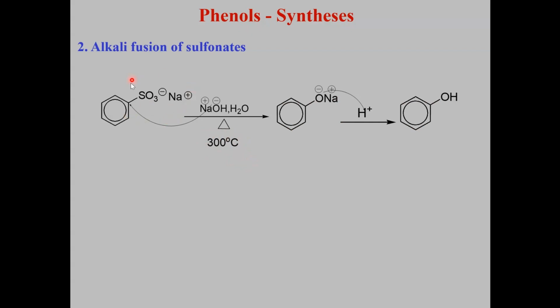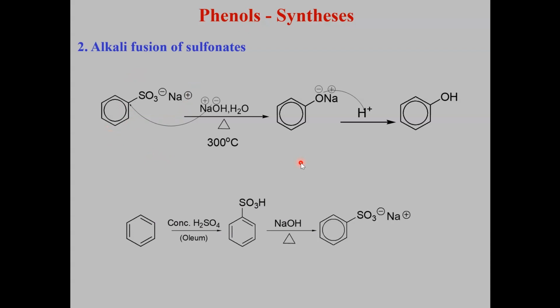The benzene sulfonates can be prepared by taking benzene and treating with sulfuric acid. I'll get the corresponding benzene sulfonic acid. I treat with sodium hydroxide. I'll get the corresponding sodium salt of benzene sulfonate. The starting material sodium benzene sulfonate, which is used for the preparation of phenols, we can obtain from benzene.